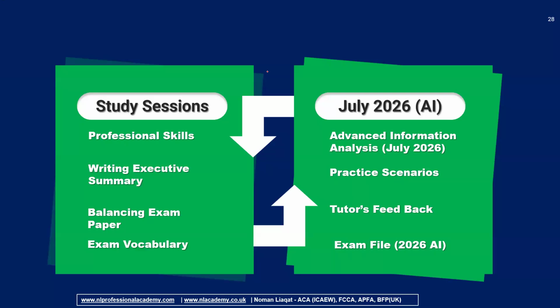Again, I have divided this into two areas. First of all, we have the study session. Then we have the July 2026 AI. In professional skills, we will be talking about writing the exam summary, the executive summary of that particular area, and balancing the exam paper: how you can balance out your exam paper, and what exam vocabulary you have to deploy for your exam.